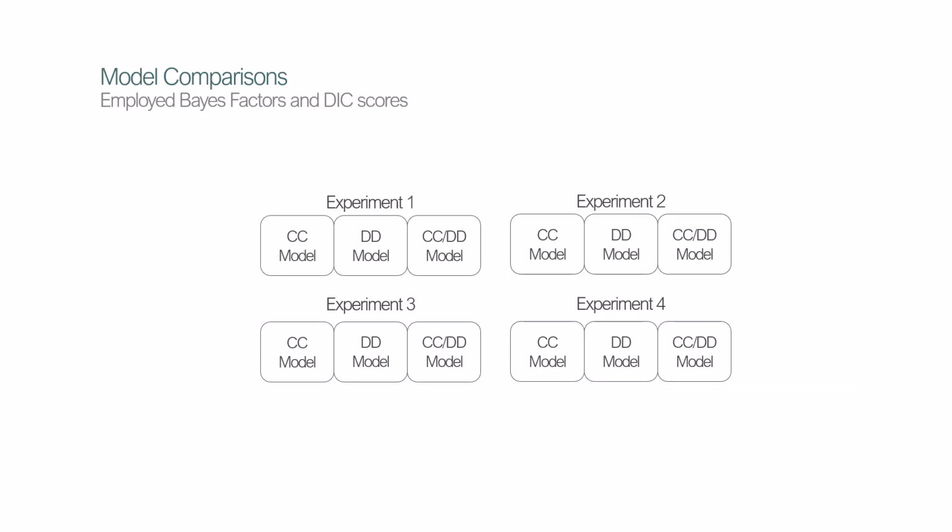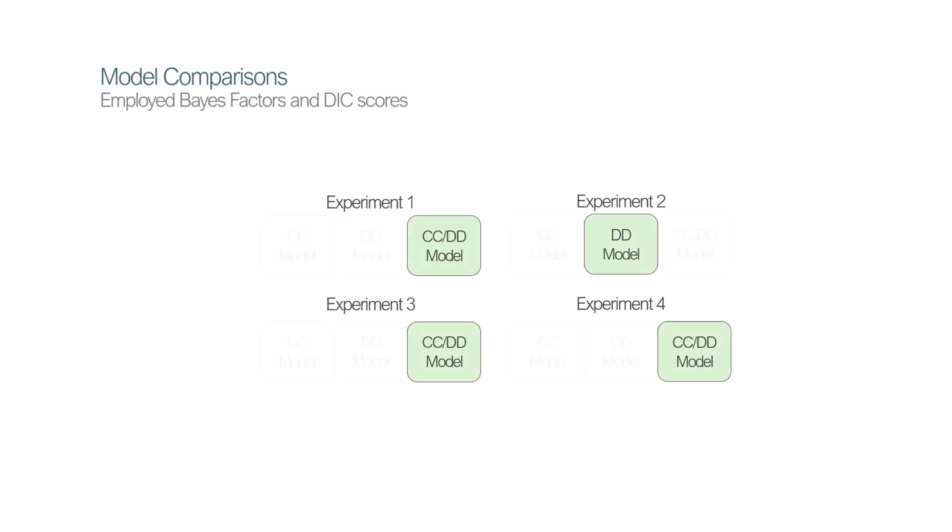Across 4 experiments, we compared the predictive fit of each strategy through Bayes factors and DIC scores, and we generally saw decisive evidence in favor of either the mixture or pure DD strategy, which overall is telling us that empirical performance is more consistent with the strategies that entail discarding part of the information we have available for detection, rather than with the more inherently appropriate CC strategy.